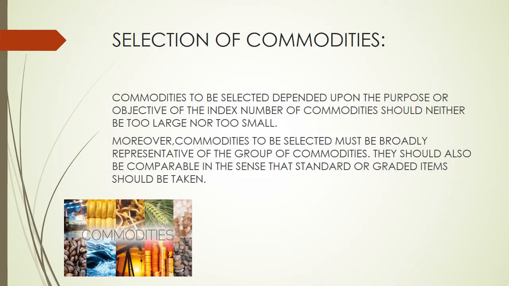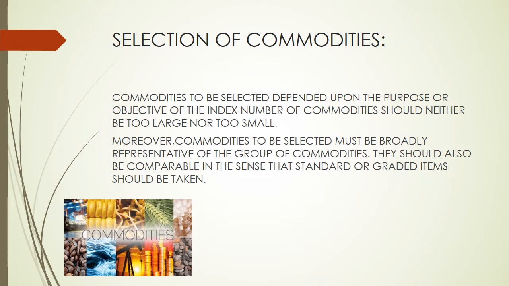The next one is selection of commodities. Commodities to be selected depend upon the purpose or objective of the index number. Commodities should neither be too large nor too small. Moreover, they must be broadly representative of the group of commodities. They should also be comparable in the sense that standard or graded items should be taken. So, what type of commodities are we going to use for the construction of index numbers? Before that we have to know the purpose.